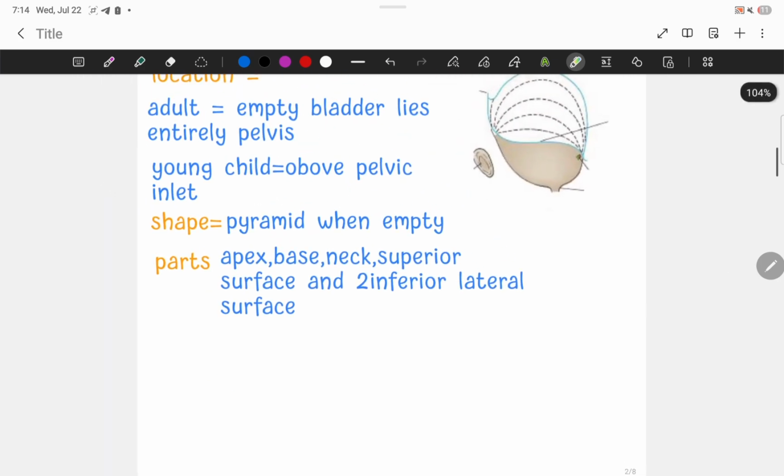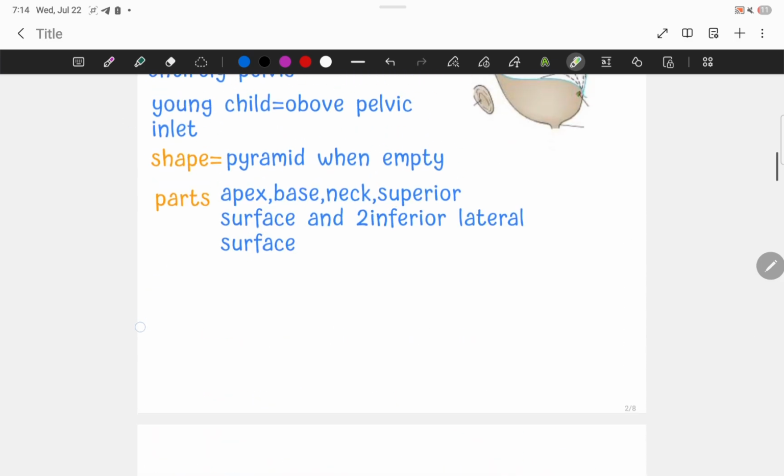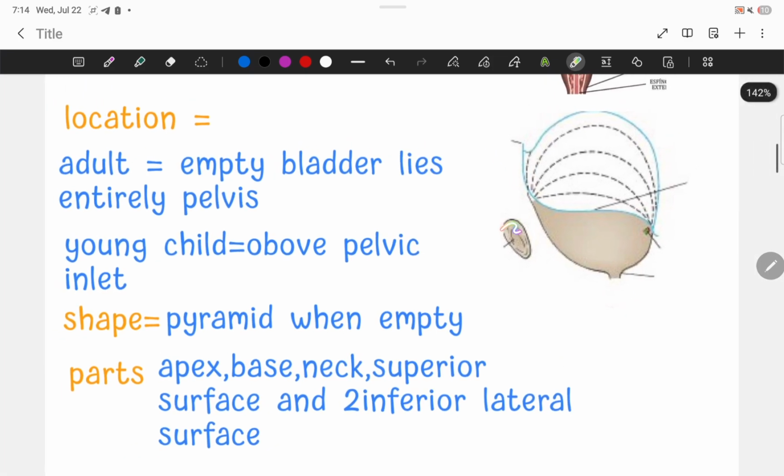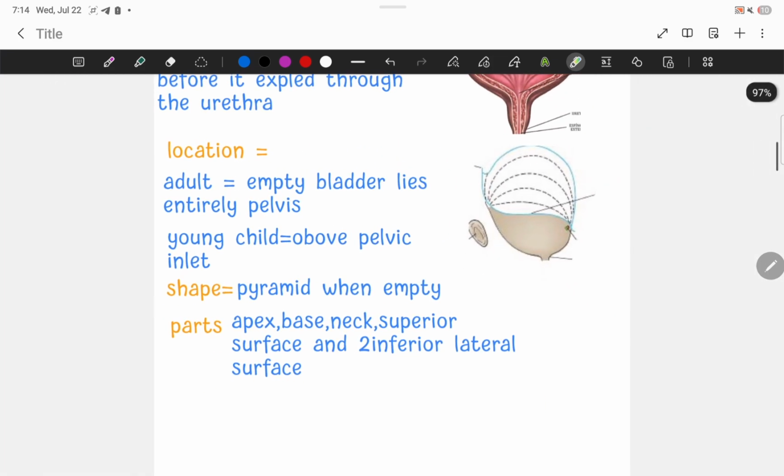So we talk about the parts: the apex, next the superior surface, and two inferolateral surfaces. So this is the apex. This is the superior surface. This is the inferior, two inferolateral surfaces. You don't see both of them, but this is an inferolateral surface. This is the neck, and this is the pubic symphysis.